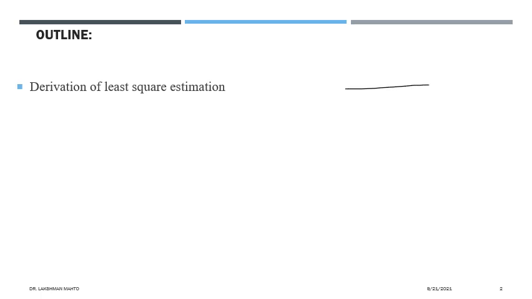So coming to the outline of today's lecture, first I would talk about the derivation of least square estimation of a response for given n observations. Okay, derivation of least square estimation. I am talking about least square estimation of a response. In the last class, I had already told that.